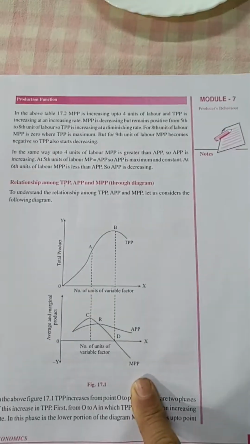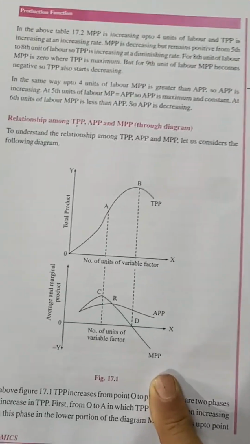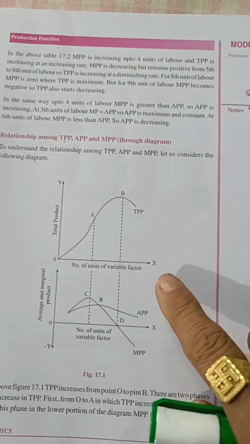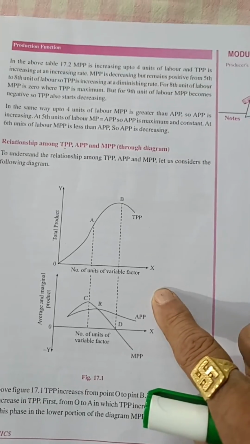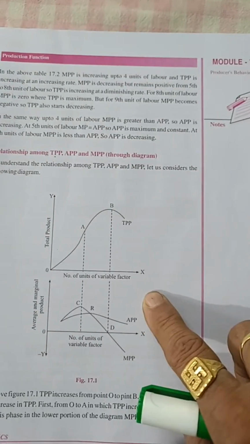Don't you have the book? Very good, students, if you don't have the book. Okay. So this graph is said to be law of variable proportion, okay? Law of variable proportion. Who erased it? Myself. All right.